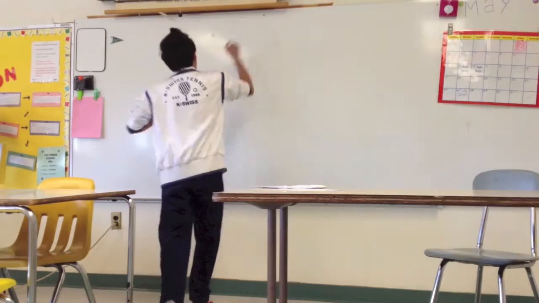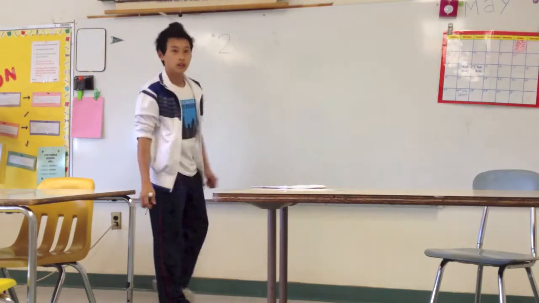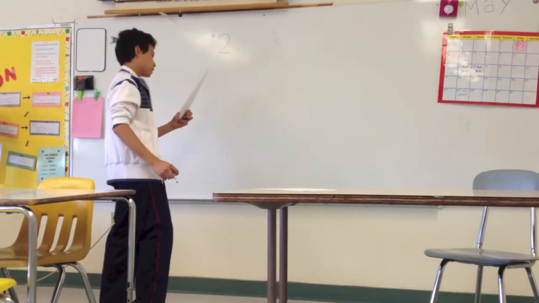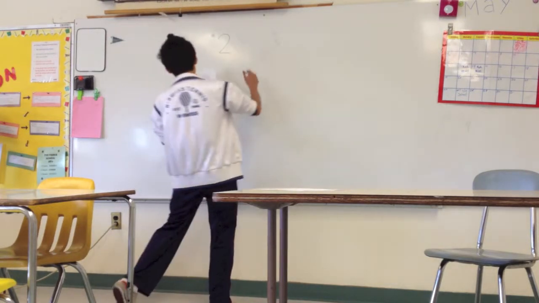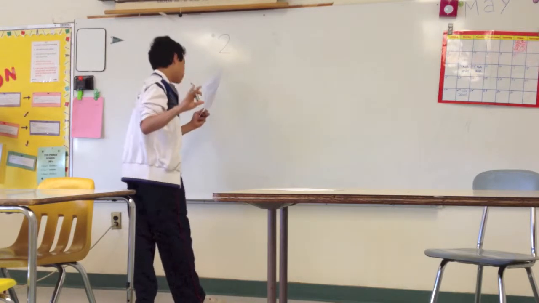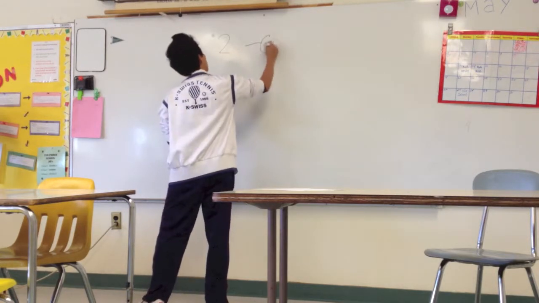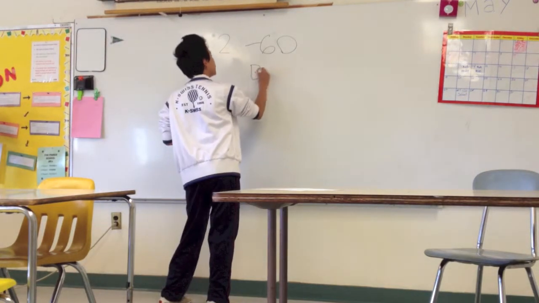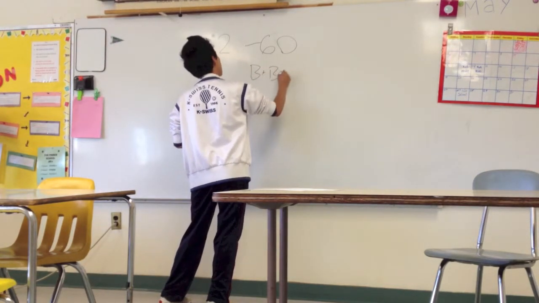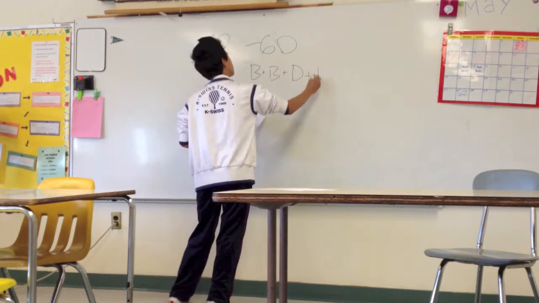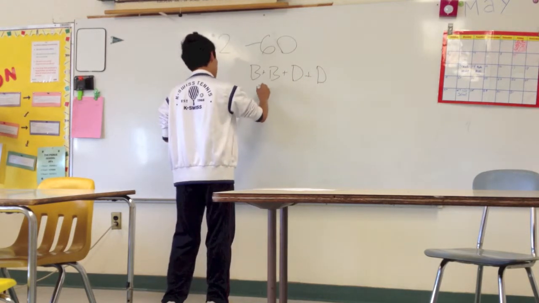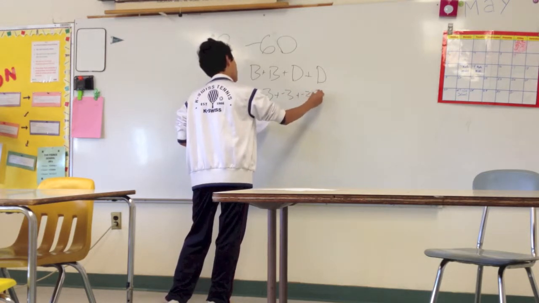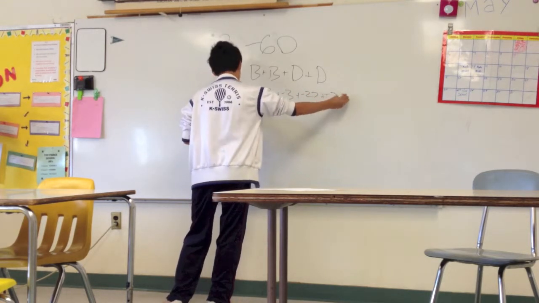Question number 2. What is the smallest sum you can make? The smallest sum that you can make with the allowed amount of weights is -60. To do this, it is B plus B plus D plus D, which would be -3 plus -3 plus -27 plus -27.